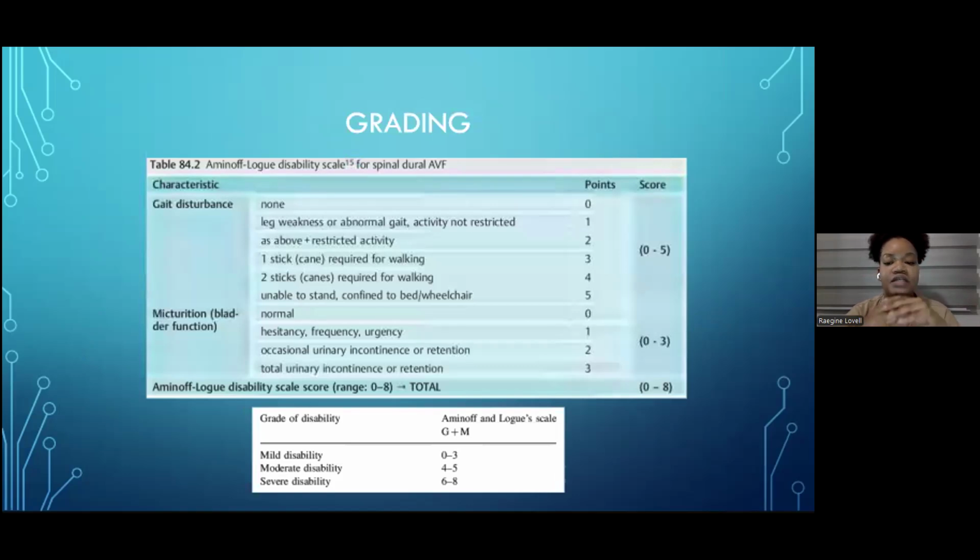Aminoff-Logue disability scale is a grading used. Initially, it was used for the rating disability of gait and micturition related to spinal dural AVFs, but now it has been validated for prognostication. So gait disturbance has a score of up to 5, and bladder function has a score of up to 3. A 0 to 3 score indicates a 78% chance of substantial improvement. A score of 4 to 5 is a 29% chance of substantial improvement, while a score of 6 to 8 gives an 11% chance of substantial improvement.